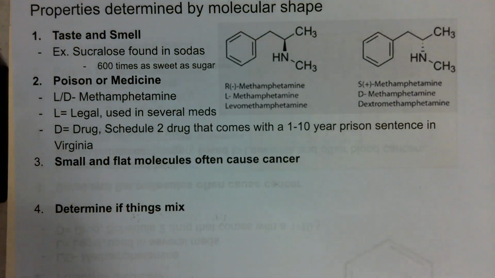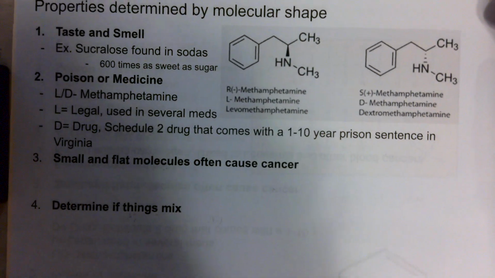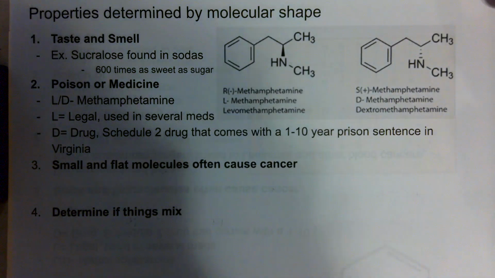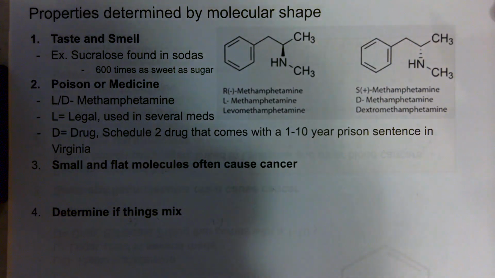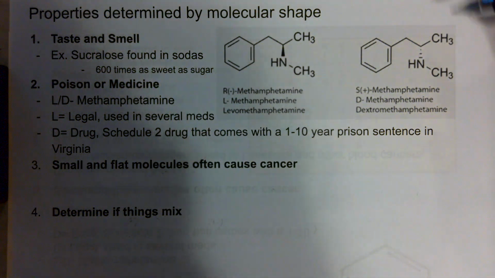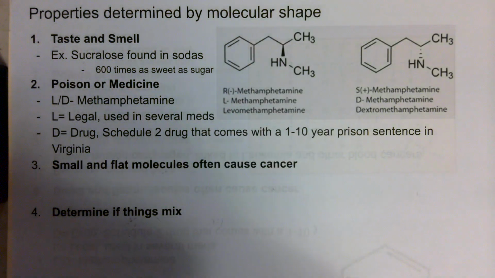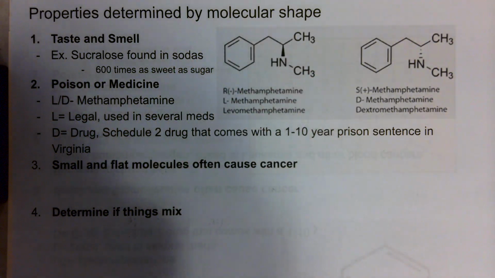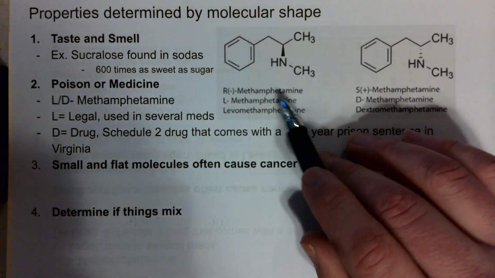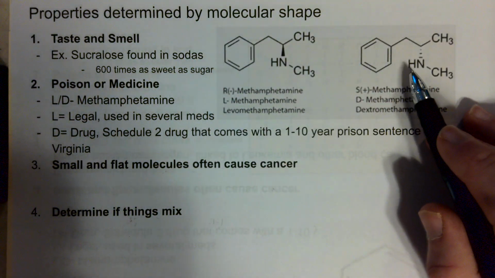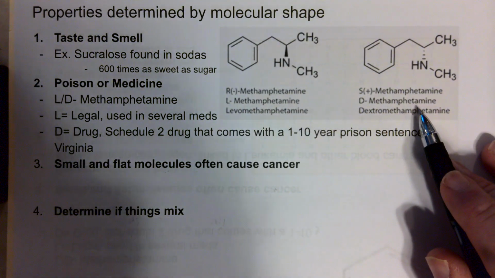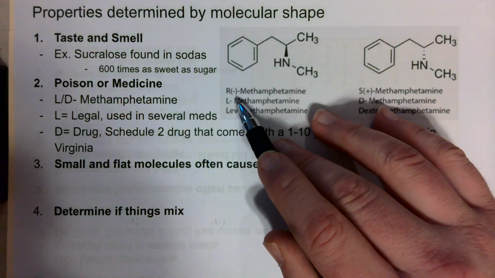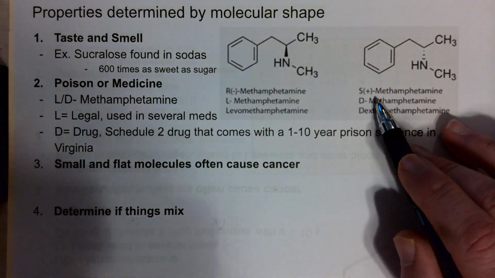When we think of poison or medicine, here's a great example. You may have heard of several drugs where there's methamphetamine in the drug, sort of, technically. So we have two types of methamphetamine. We have L-methamphetamine and D-methamphetamine, also known as R-methamphetamine, R minus methamphetamine, and also known as S plus methamphetamine.